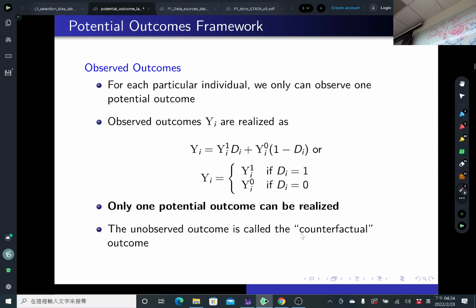So for example, if you get a treatment, Y1 will be realized. If you go to grade school, you can only observe the annual earning if you attend grade school. The unobserved outcome is called the counterfactual outcome. So in this case, Y0 is the counterfactual outcome. But if you want to know the causal effect, you need to compare Y1 and Y0. Otherwise, you don't know the effect.